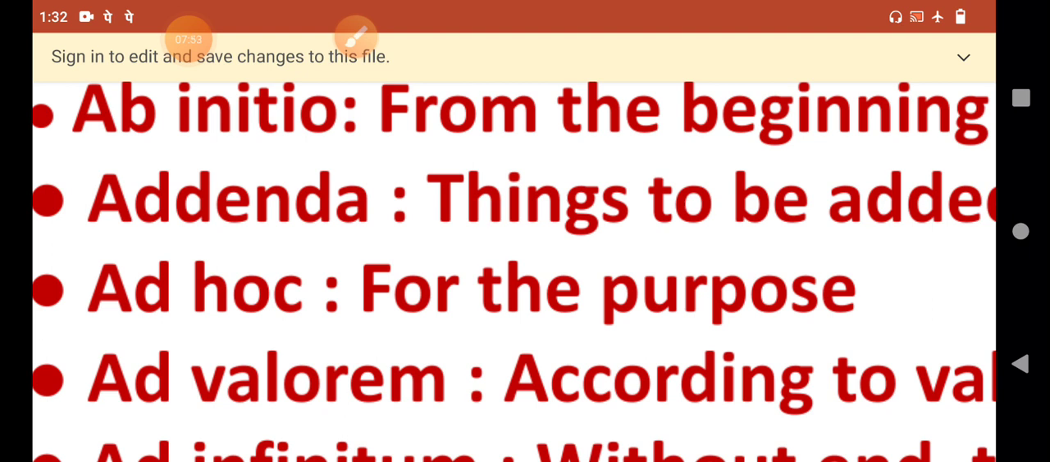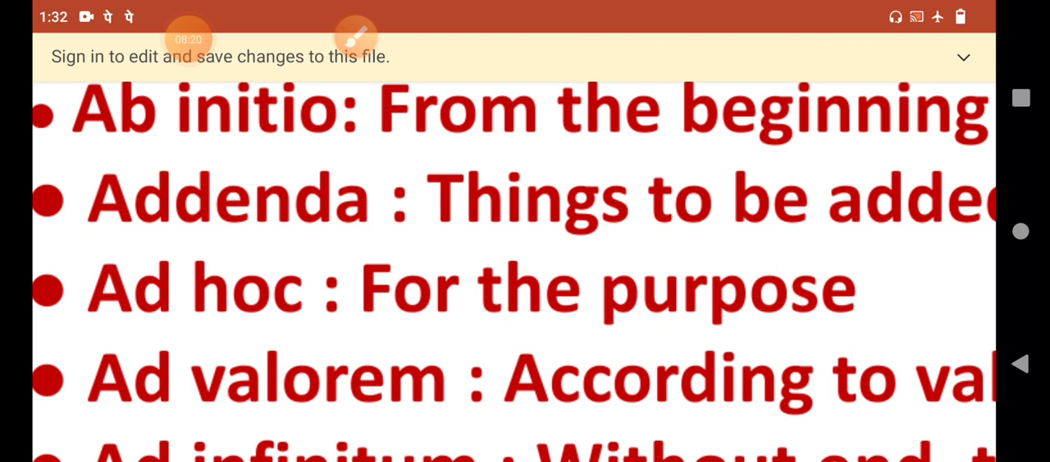Addenda is a plural form, an irregular plural. The singular form is addendum. For example, we have memoranda, memorandum. Curricula, curriculum. Curriculum is singular, curricula is plural. That's why we have some irregular plurals.